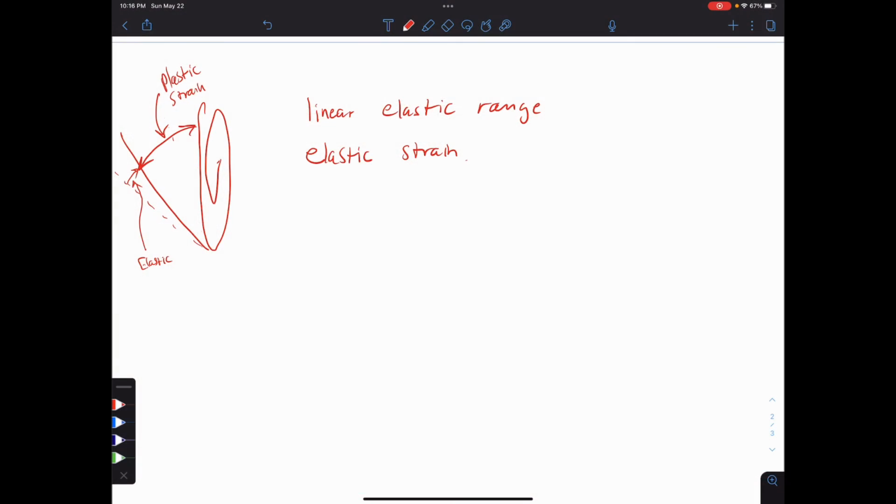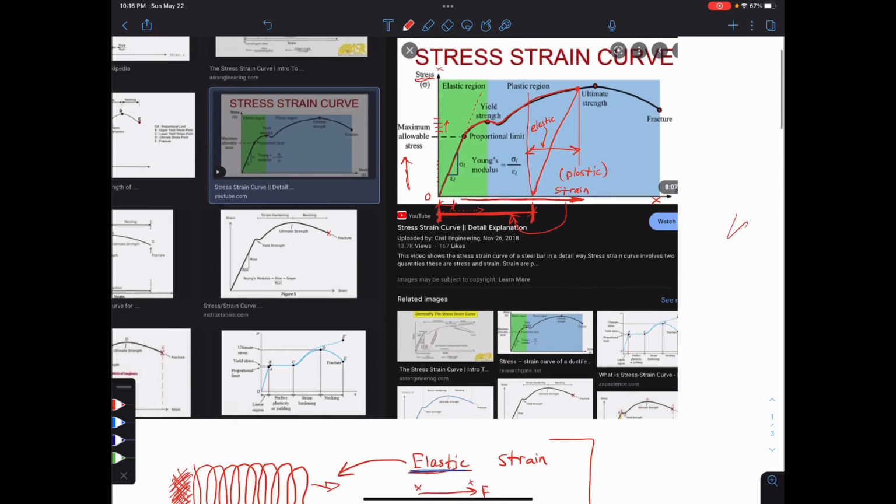We've covered the elastic range of the material.